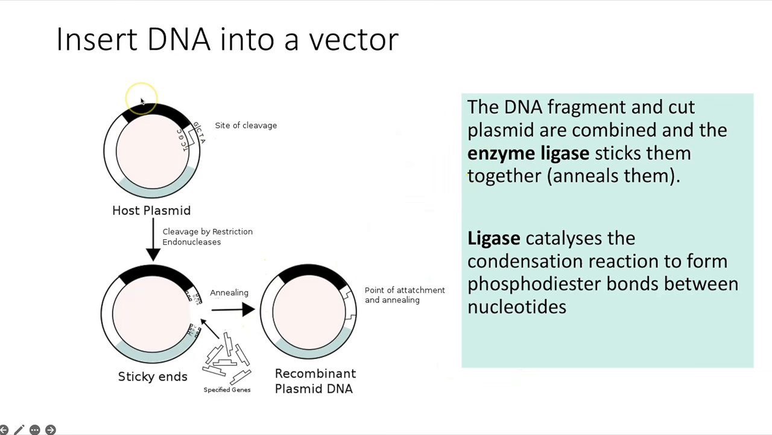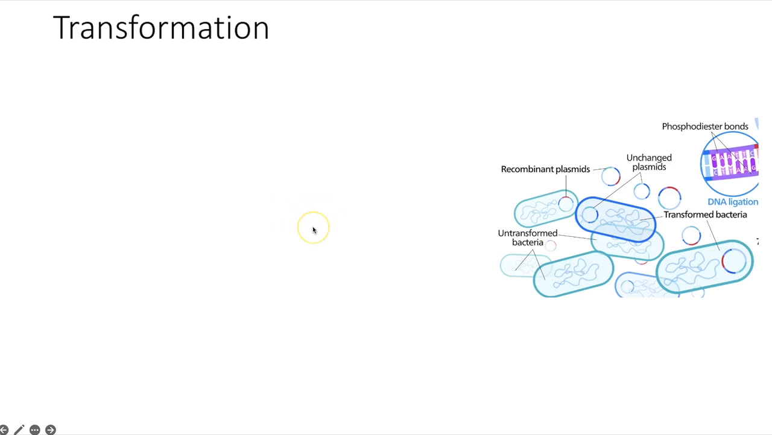Once we have those complementary sticky ends, the DNA fragment has been cut to create that, we can then mix them together, and the enzyme ligase is used to stick together those sticky ends, sometimes known as annealing. And ligase catalyzes the condensation reaction to form phosphodiester bonds between the sticky ends of the plasmid and the sticky ends of the isolated DNA fragment. So now we've got our plasmid with the gene of interest inserted into it.